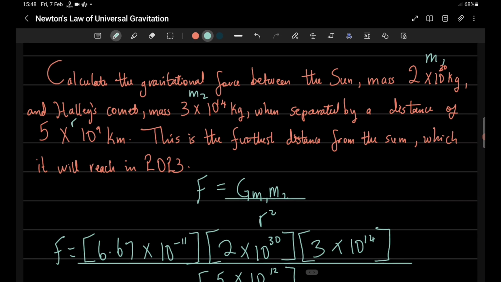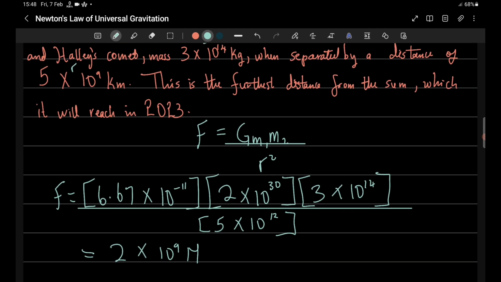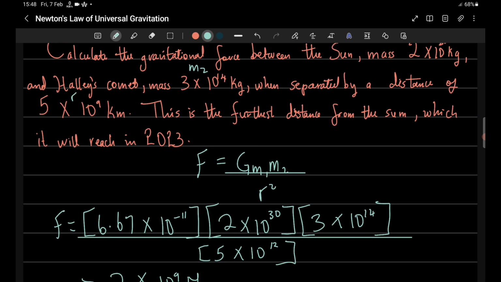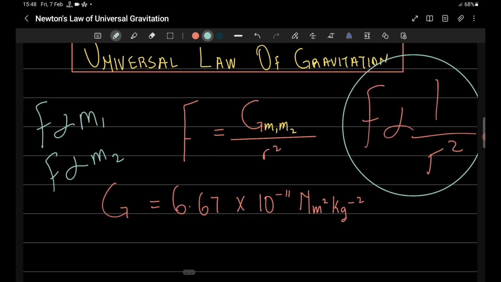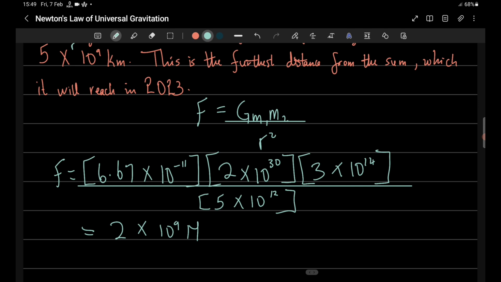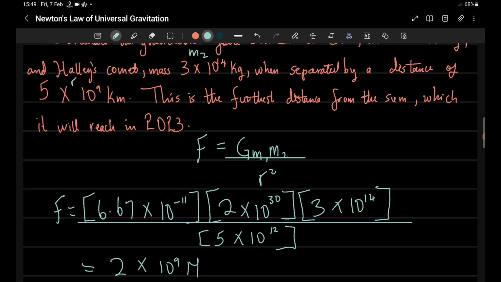Keep that in mind. So I have a question here saying that you should calculate the gravitational force between the sun and Halley's comet, and then you've got the distance given to you. So what you just do, you use the universal law of gravitation we looked at earlier. You have your m1 as 2 times 10 to the 30. You have your m2 as 3 times 10 to the 14, and then you've got your r, 5 times 10 to the 12. G is a constant. It's always given to you in your data booklet or whatever it is you're working with. Punch that into your calculator, you get 2 times 10 to the 9 newtons, measured in newtons. All right, that is to one significant figure.